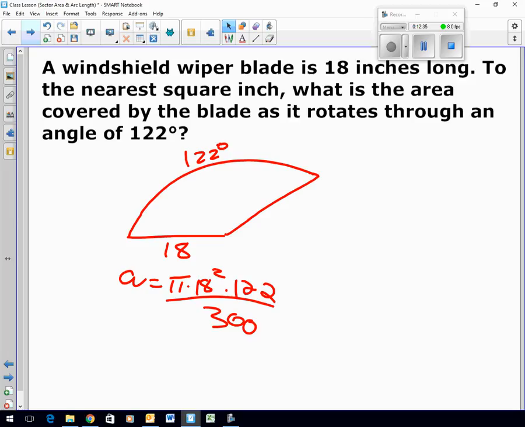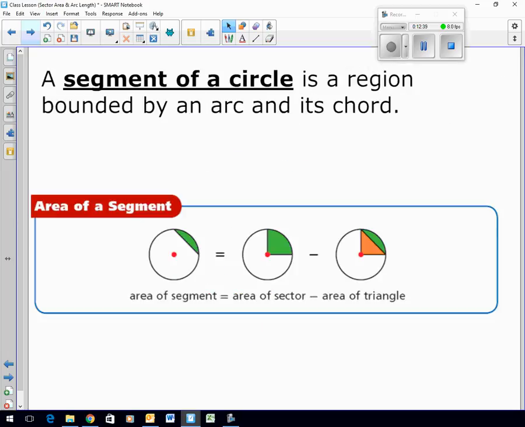I got arc length, which is very, very similar, okay? So I have to worry a little bit about arc length. But first, let me talk about segment of a circle. It says it's a region bound by an arc and its chord. You will get it, okay? Guys, listen to this. The area of a segment, all you have to do is this: find the area of the sector, subtract out the area of the triangle.